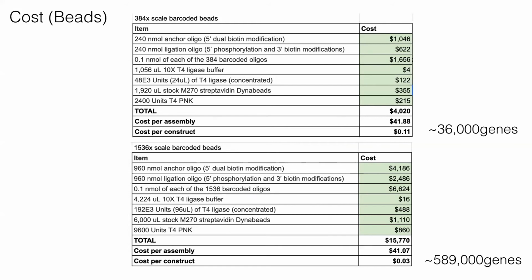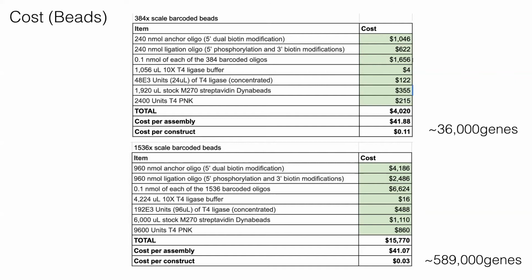All right, so costs. What I'm showing here are the costs exclusive of labor, and I think pipette tips is the only other thing that's not included on here, at both the 384 level and the 1536 level. What you're seeing here is that to build a batch of beads at the 384 level, you'll require about a $4,000 investment, and it works out to about 11 cents of beads per construct, and this will make you enough beads to assemble about 36,000 genes.